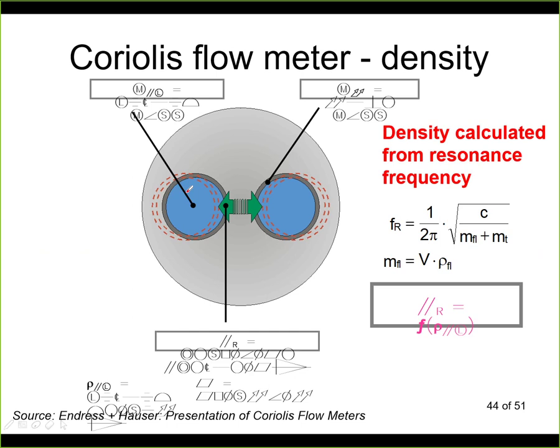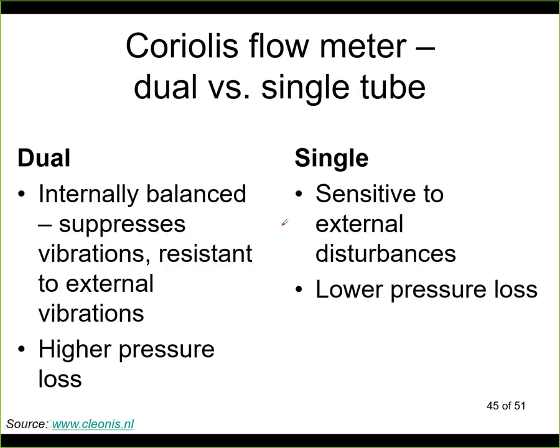The Coriolis flowmeter can measure not only flow, but it can measure also density independently. So this is how it works. Here we have the motion of the tubes, and we are looking for the resonant frequency. The resonant frequency is given by this equation here. Now this is the mass of the tube, and this is the mass of the fluid. And if we want to measure the density, we can simply get the volume of the fluid that is known, and by looking for the resonance frequency we can calculate what is the density. So the Coriolis flowmeter gives you an independent measurement of mass flow and of density.